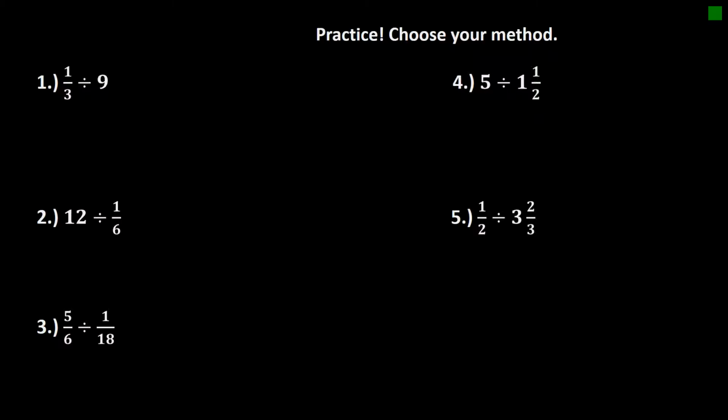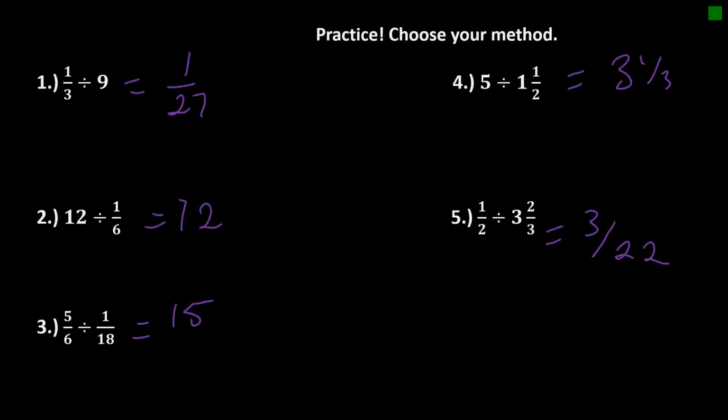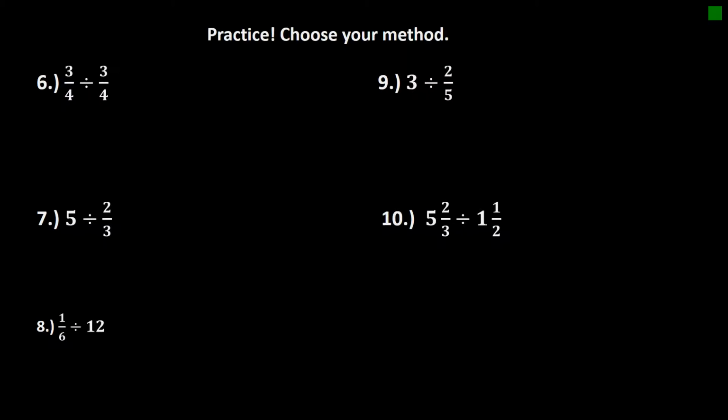Okay, so I'm going to have a link to show you my work so you can check your stuff, but I'm just going to go ahead and write the answer so really quickly you can get feedback. For number 1, I got 1/27. For number 2, I got 72. For number 3, I got 15. Number 4, I got 3 1/3. Number 5, I got 3/22. And then for number 6, I got the answer 1.